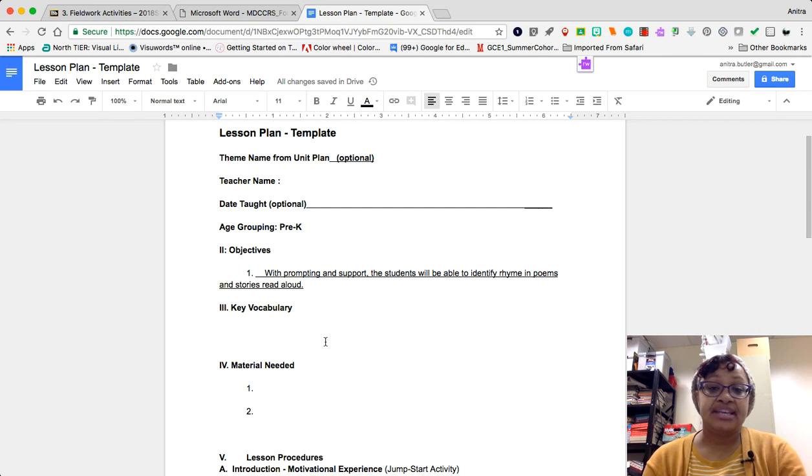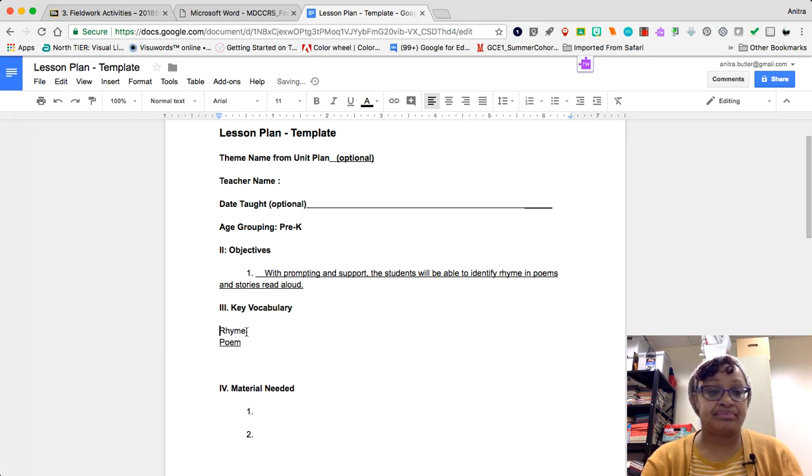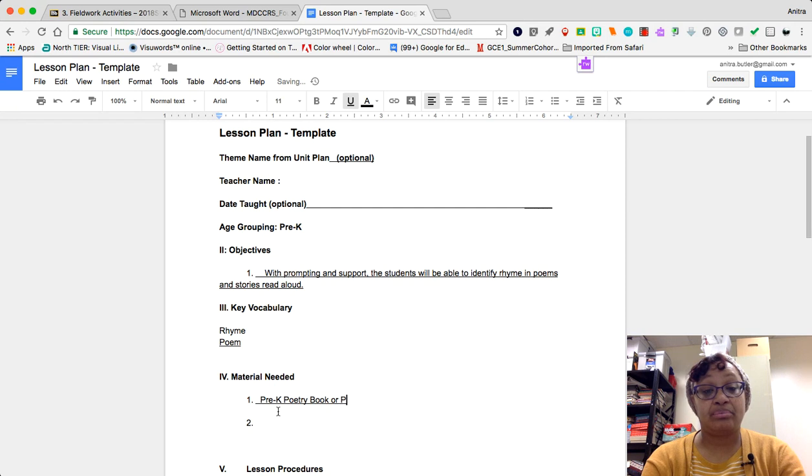So in this case, the key vocabulary would be rhyme. And if I'm going to use a poem, I may even put a poem. That would be my key vocabulary, rhyme and poem. Okay. The materials needed. I'm going to need a poetry book. So I'm going to call it a pre-K poetry book or poem. So I have to hunt for this poem.